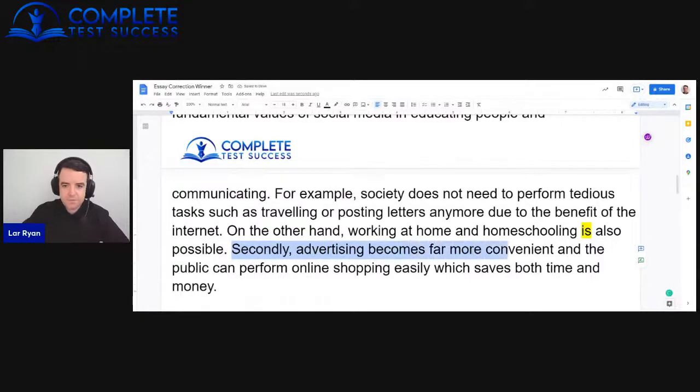Secondly, advertising becomes far more convenient and the public can perform online shopping easily, which saves both time and money.